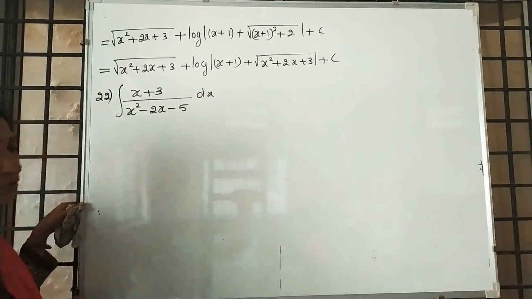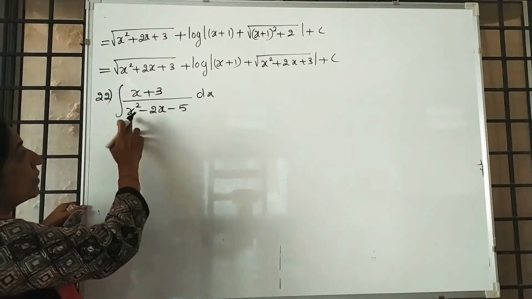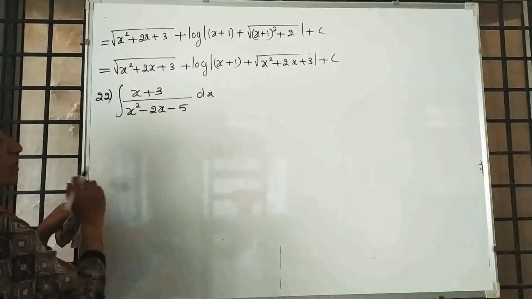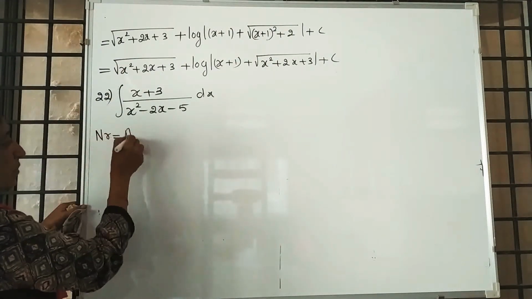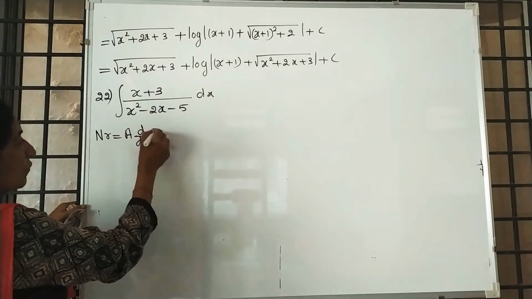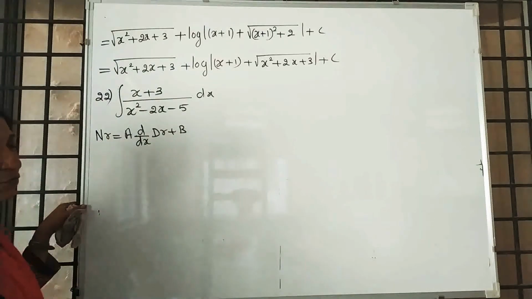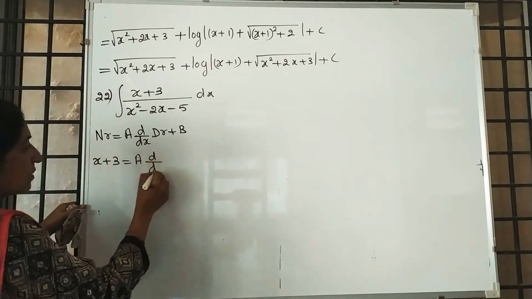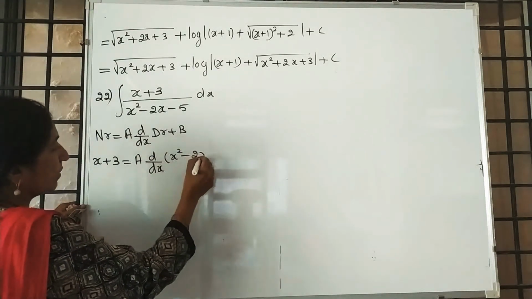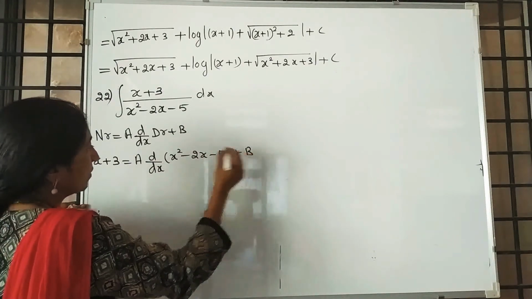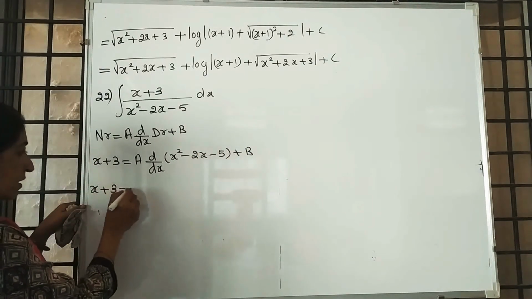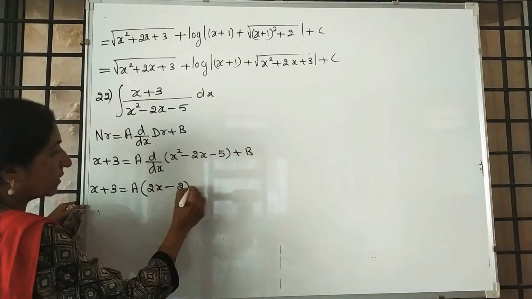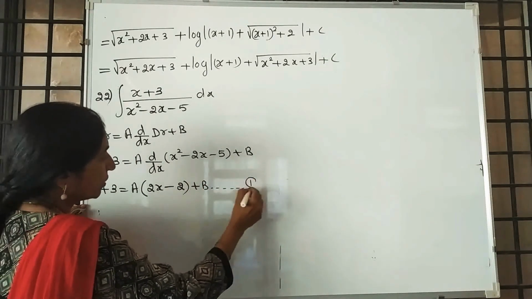Here, see, what about the differentiation of denominator? Differentiation of x square is 2x. It is not there. Differentiation of minus 2x is minus 2. It is also not there. So numerator is equal to a into differentiation of denominator plus b. We are moving this method. It is x plus 3 is equal to a into differentiation of x square minus 2x minus 5 plus b. x plus 3 is equal to a into differentiation of x square is 2x, minus 2, plus b. Let us call this as equation 1.